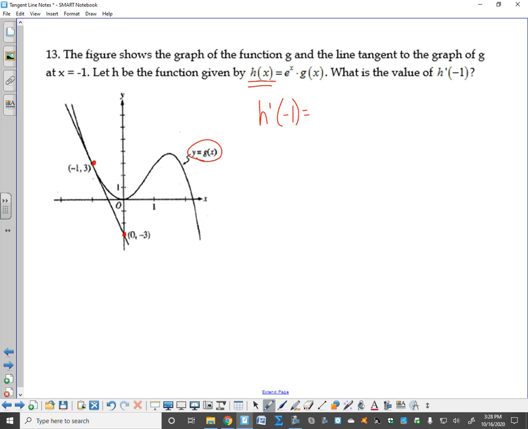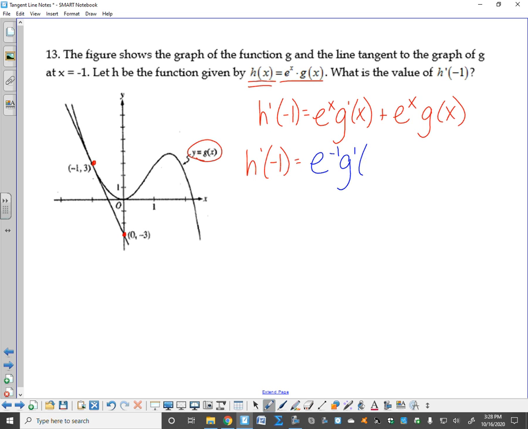So I'm going to take the derivative using the product rule. So leave it, derivative, plus derivative, leave it. Now I'm going to plug in a -1. So e to the -1 just means that's moving to the bottom.